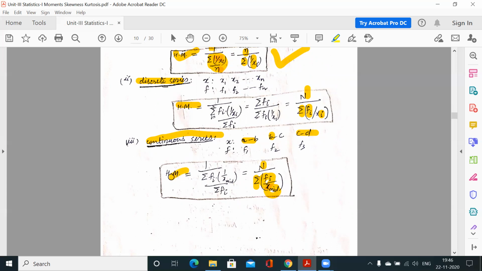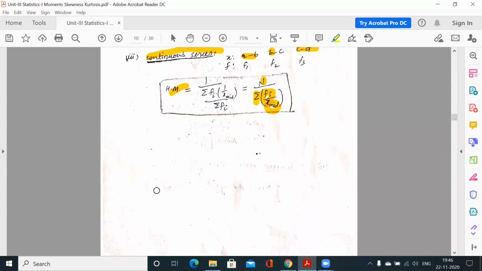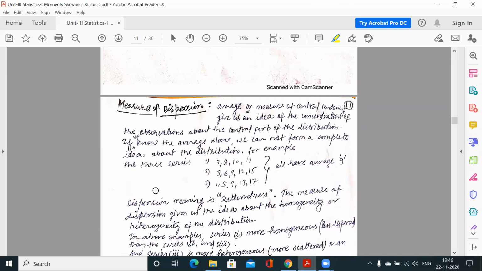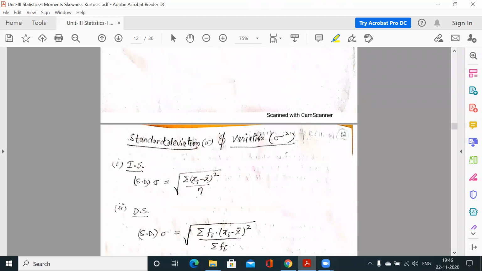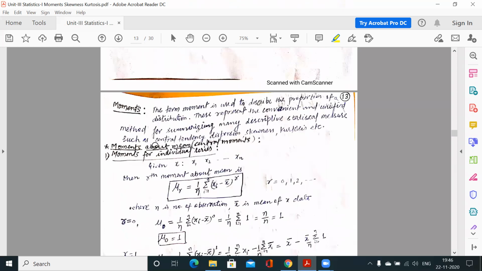So this was our harmonic mean. We have studied all about the measures of central tendency: arithmetic mean, median, mode, geometric mean, and harmonic mean. In the next lecture, we will study the measures of dispersion and the moments.